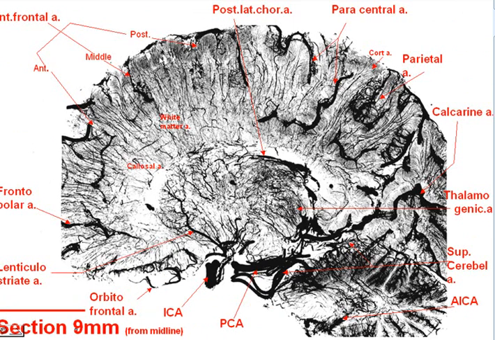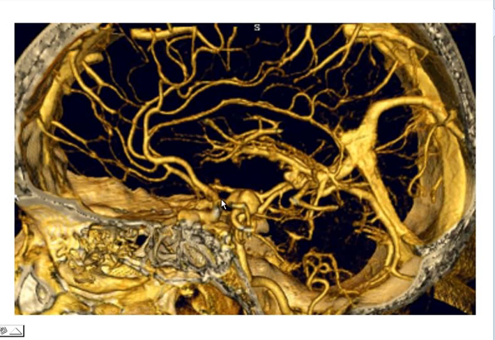This is a lateral section of the sagittal view. You can see the lenticulostriate artery. This is the caudate head, the caudate body, and the putamen areas. So this was the anterior cerebral artery anatomy.